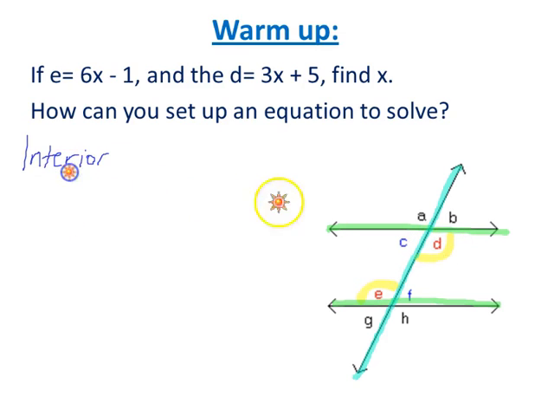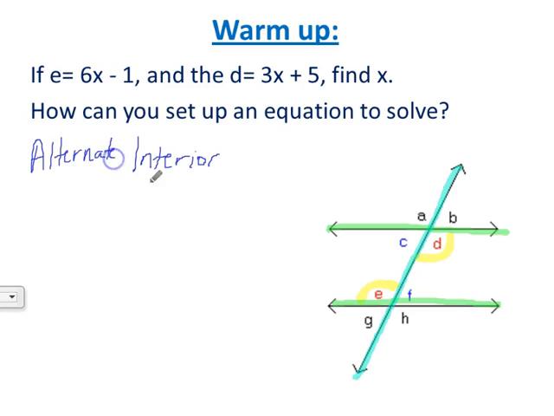So the first word describes where the angles are in relation to the transversal, alternate. The second, interior, describes where they are in relationship to the two parallel lines. So these are alternate interior angles.